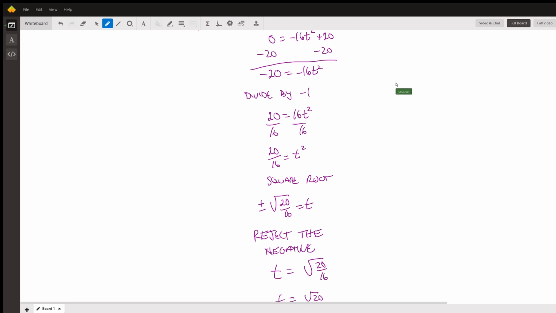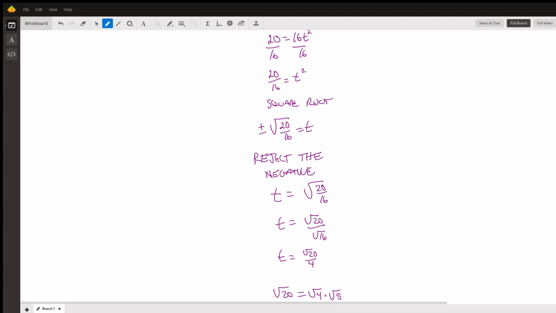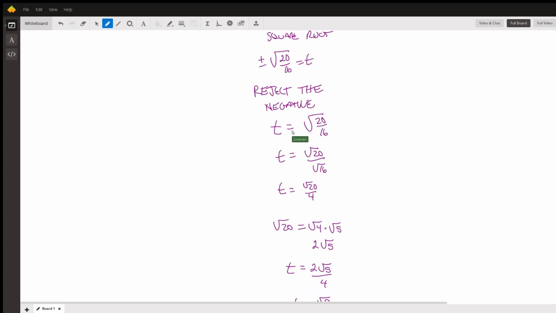To get rid of a square, we need to take the square root of both sides of the equation. So when we take the square root of the right side of the equal sign, we get a t. When we take the square root of the left side, we're going to get the square root of 20 over 16, and the square root does go all the way down to the 16, and we have to have a plus or minus there. But because we're dealing with time, we only want positive time, so we're going to reject the negative, and we're going to say time equals the square root of 20 over 16.